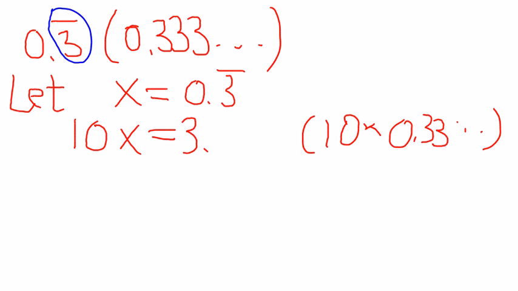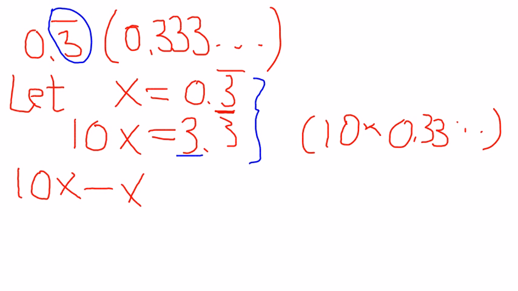So the repeating pattern is the same after the dot. The only change is that now the integral part becomes 3 here. So anyway, now we have got two equations here, and I ask you to do one clever trick here. You have to subtract the first equation from the second one to see what happens. Now 10x minus x becomes 3.3 repeating minus 0.3, which is repeating again.